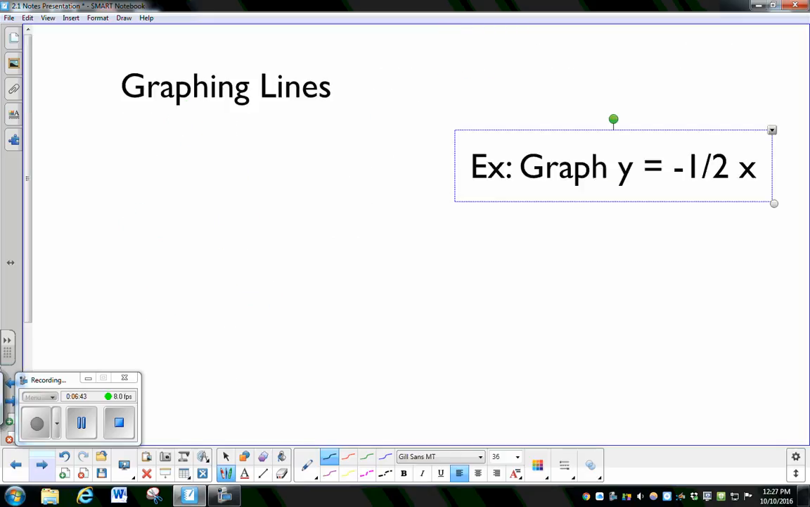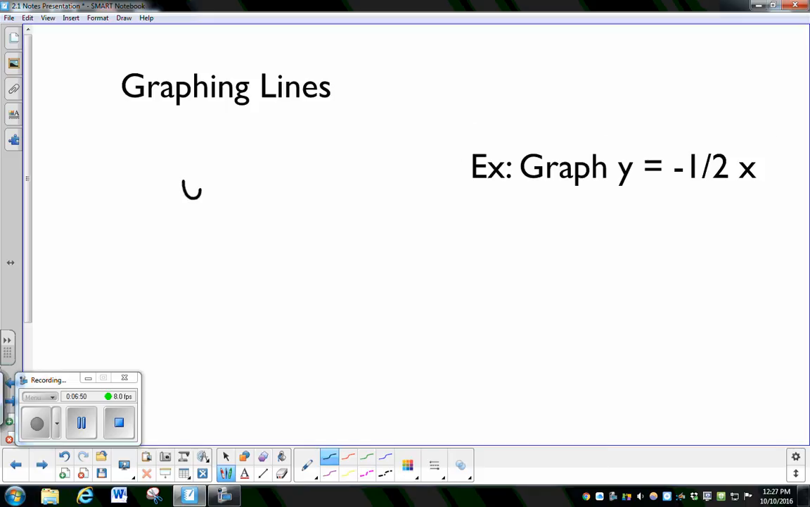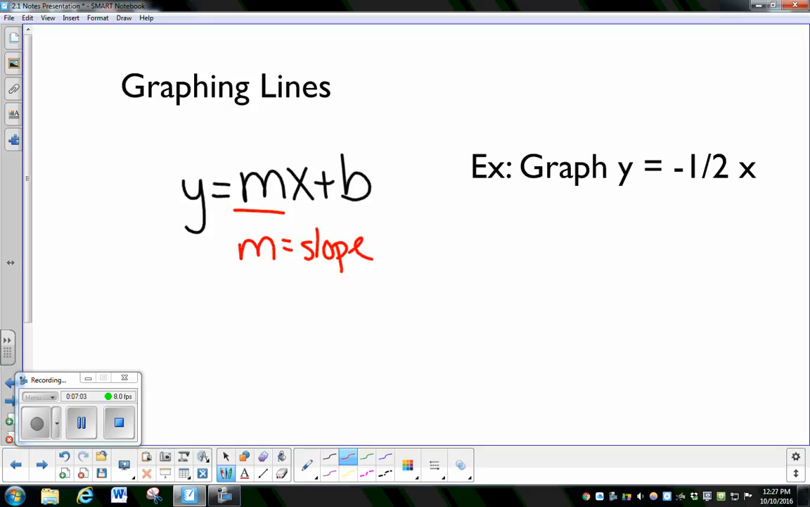All right, we're going to talk about graphing lines. We did a lot of this at the beginning of 8th grade math. So when you have an equation of a line, it's written in the form y equals mx plus b. The m is our slope. That's one thing about the m. The m tells us our rise over run. It tells us how slanty a line is. It tells us how steep the line is. It measures the steepness of the line.